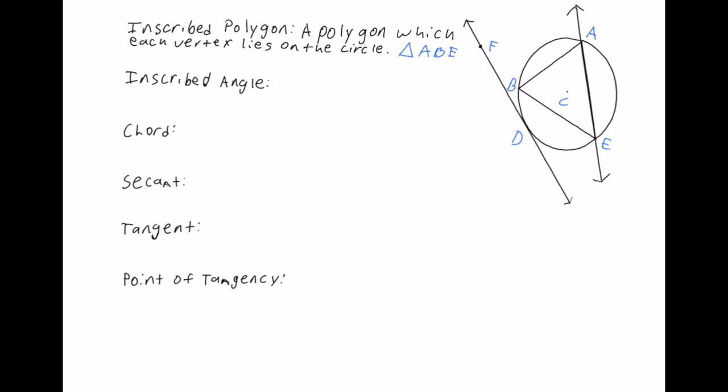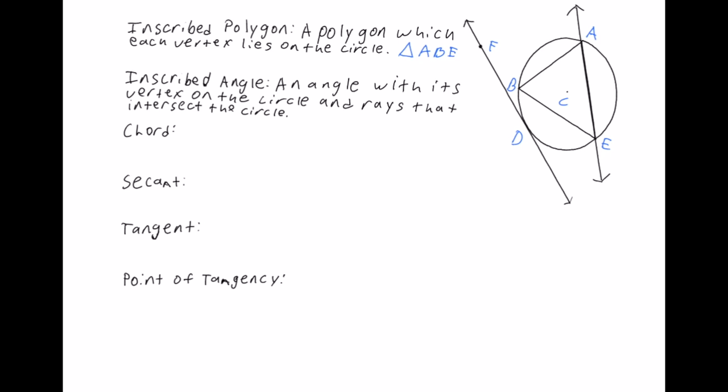An inscribed angle is an angle with its vertex on the circle and rays that intersect the circle. So we have 3 angles that are on the circle, and name them using 3 letters as per usual. Angle BAE, angle ABE, and angle BEA.